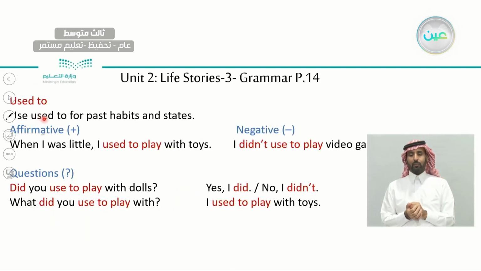Used to. We use used to for past habits and states. Things that were habitual, things that were routine, but stop. You don't do it anymore. Now you don't do it. Okay? With the affirmative positive sentence: when I was little, I used to play with toys.